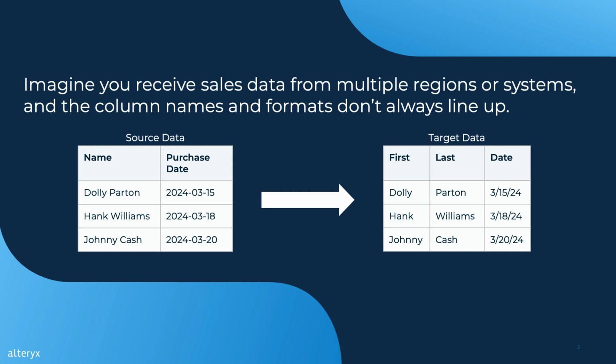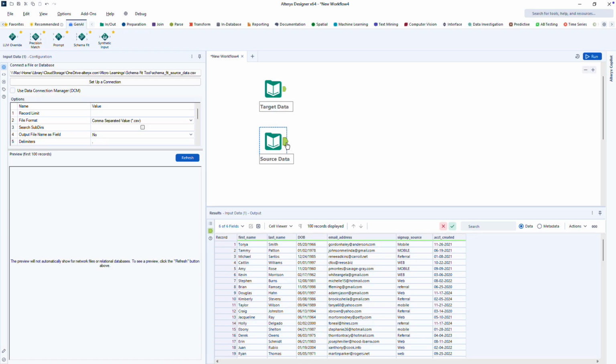Schema Fit uses AI to bridge the gap. It takes your source dataset and intelligently transforms it to match the structure of a target dataset, no manual mapping or coding required.